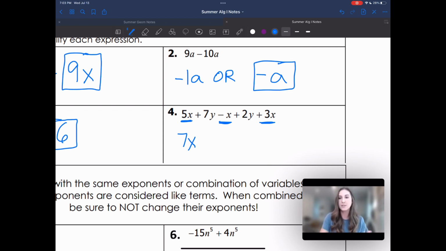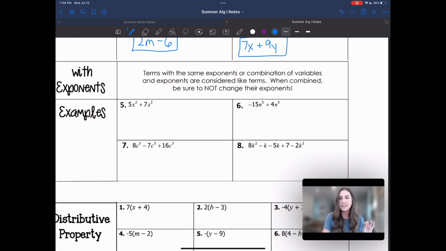All right, let's see what else we have. And if it helps you, you can actually kind of scratch these out and be like, okay, I'm done with that one, and that one. And look what we have left, just a 7y plus a 2y, which we can combine to give me 9y. So 7x plus 9y, and we cannot add those together. They have what I call different last names, right? There's an x, there's a y, different last names, you can't combine them. That's it.